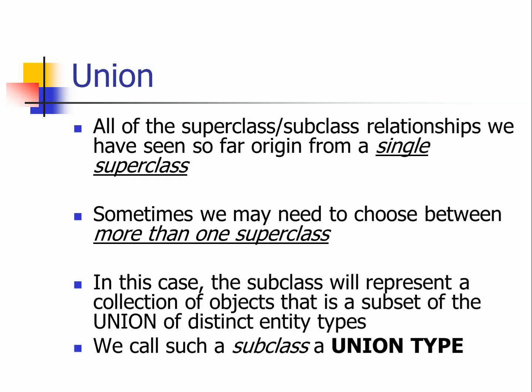Multiple inheritance indicates you have a subclass and several superclasses, and that subclass inherits everything from the superclasses. The topic we want to talk about in this video is when you have several possible superclasses and you choose only one of them to be inherited. So in this case, the subclass will represent a collection of objects that is a subset of the union of distinct entity types. This is what we call a union type.